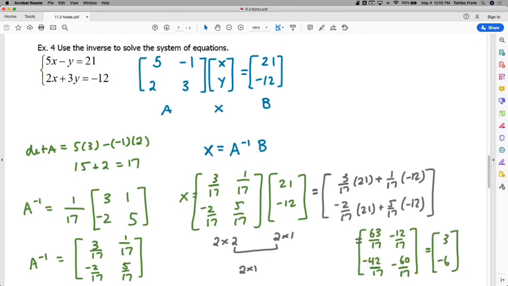All right, so I did all of the multiplication. I showed all the steps. Again, you can do most of it in your head if you can. So we get this final matrix, 3, -6.